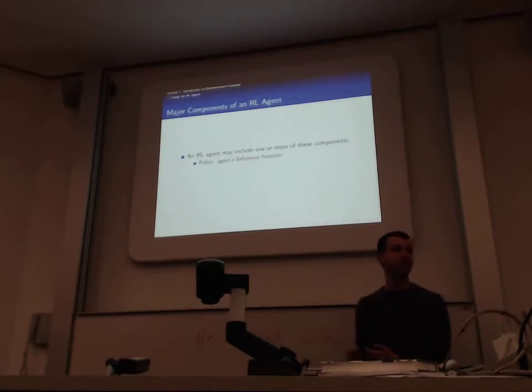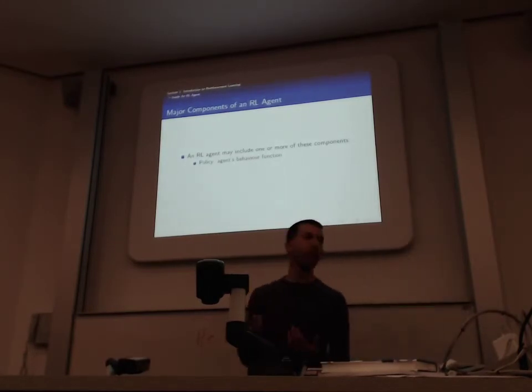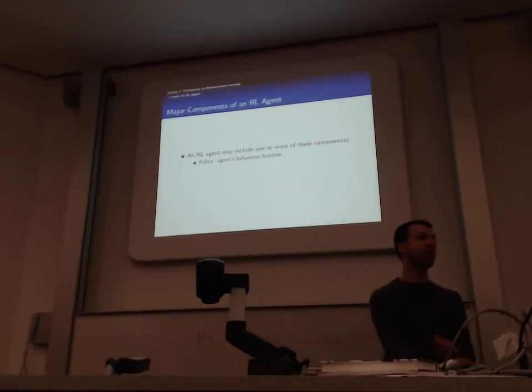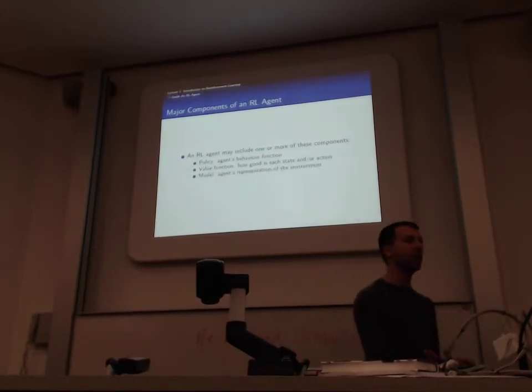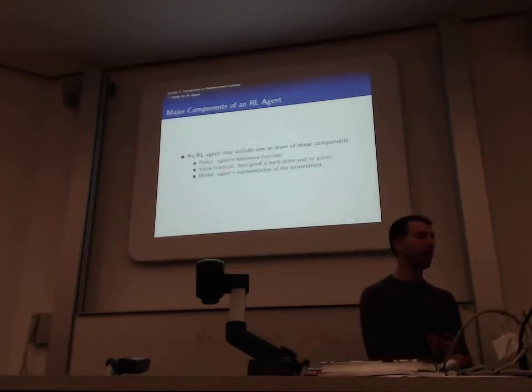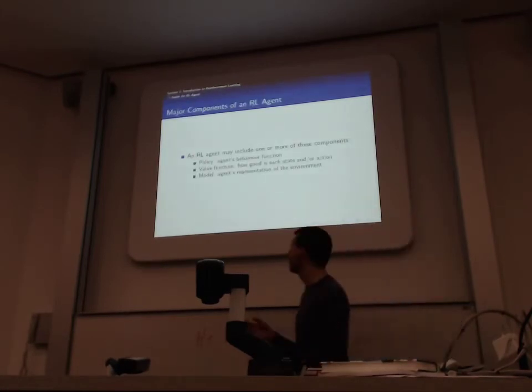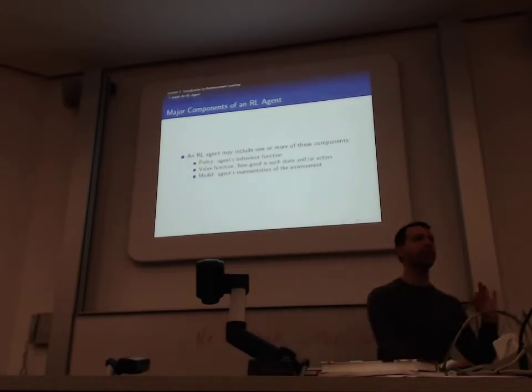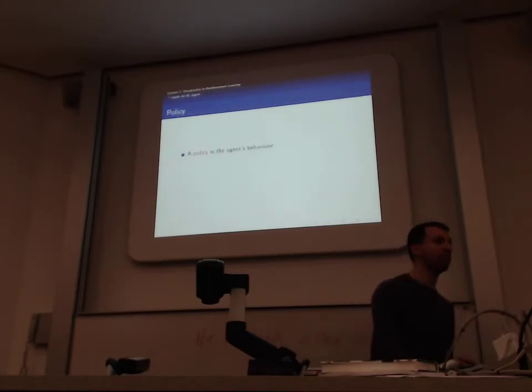There's something called a policy. The policy is the agent's behavior. It's the thing that determines, given some state, what the agent's going to do next. There's a value function, which is how good is each state and/or action. And there's a model, which is the agent's representation of the environment. An RL agent in general can have any combination of these three components, which we'll come to in a minute. But first, let's understand what those three are, to some rough level of detail.